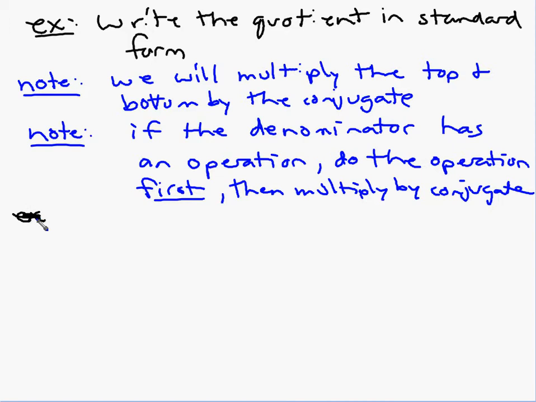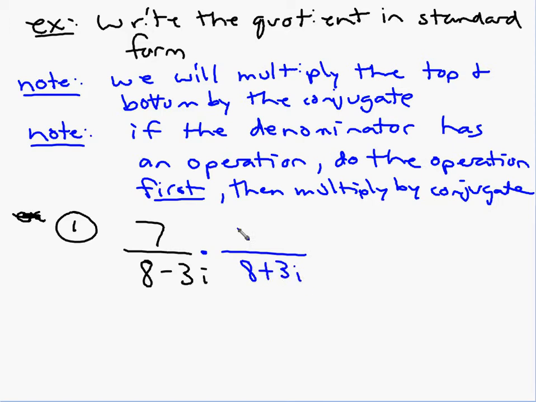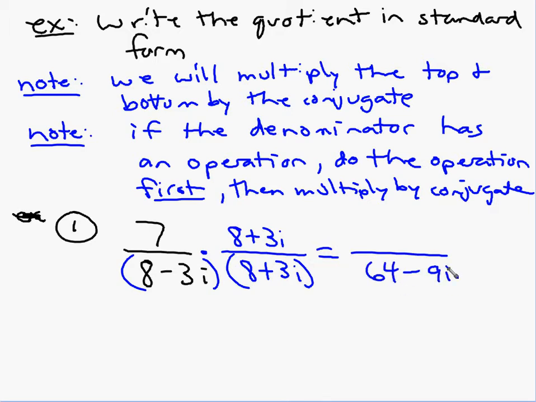Oh, well, I've already got the example written up there. Here's number 1: 7 over 8 minus 3i. So if I see that situation, I want to get rid of that i in the denominator. So I follow my instruction up there. I'm going to multiply the top and the bottom by the conjugate of 8 minus 3i, which is 8 plus 3i. And what that's going to do is get rid of the i in the denominator, because now what I have is the difference of two squares down here, and that's going to become 64 minus 9i squared.